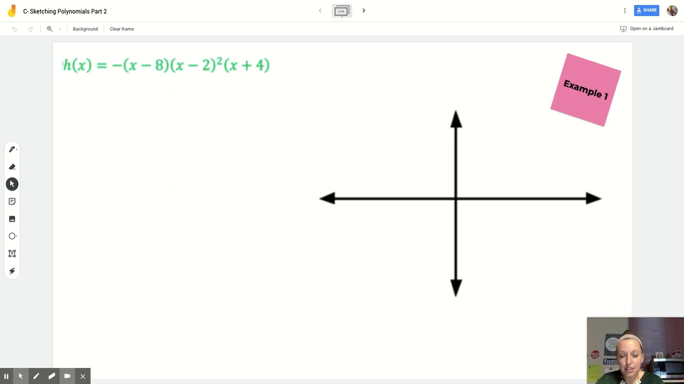Hello. The goal of this lesson is just to see some more examples of how to do a sketch of a polynomial. Again, I'm not looking for what your graphing calculator can spit out. These graphs are usually extremely tall, and so I don't want to see things like, let me show you.